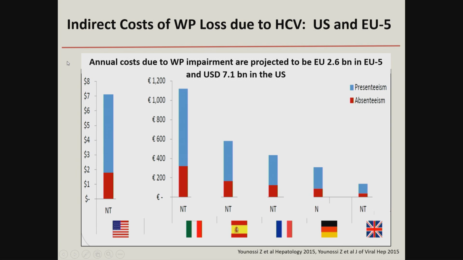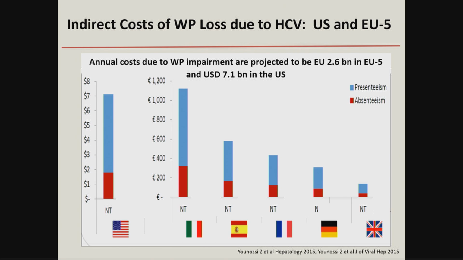Another way to look at the indirect cost of hepatitis C is to look at the cost of work productivity loss due to infection. These are two papers that we published about 3 years ago, looking at the cost associated with productivity loss in the United States. That was estimated to be about $7.1 billion every year, and then in the EU5 countries, the same as the ones we just talked about, this was an additional 2.6 billion euros.